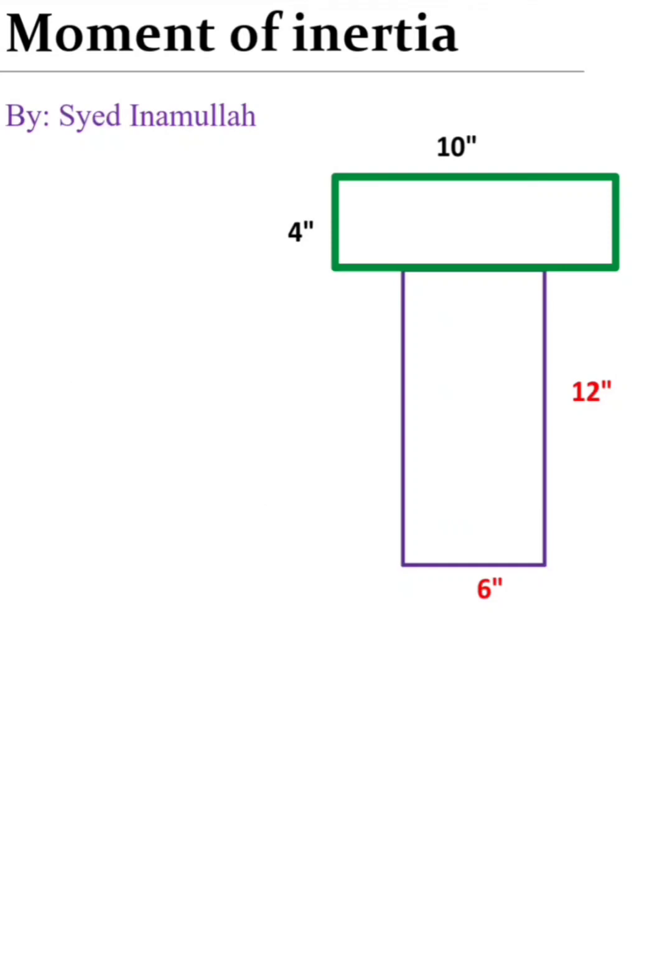So in this video lecture we will calculate the moment of inertia for these two rectangles combined. Collectively we will calculate the moment of inertia. For this we will calculate the central point of each rectangle. By simply dividing each dimension by 2, we will get the CG of these two rectangles.